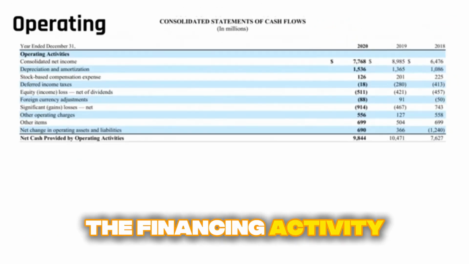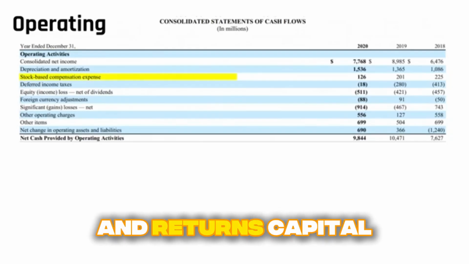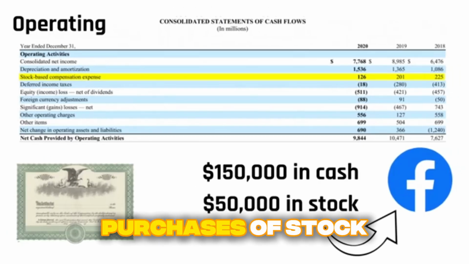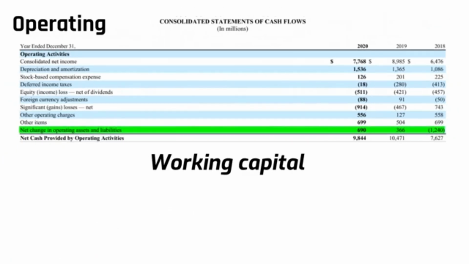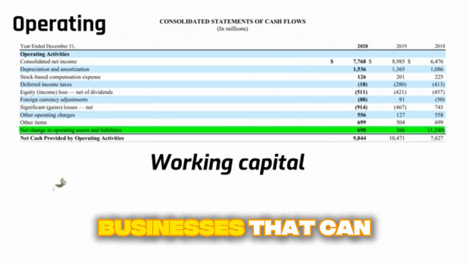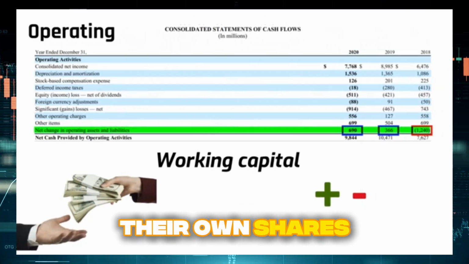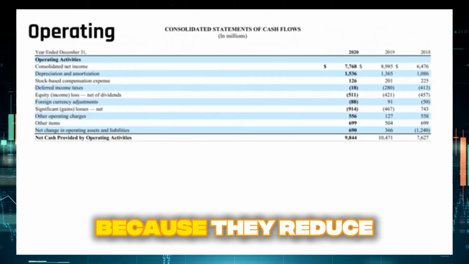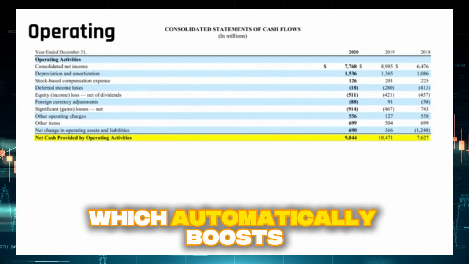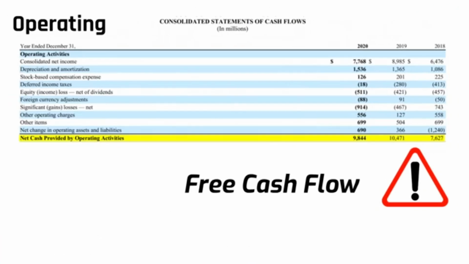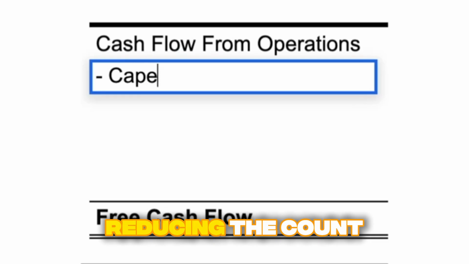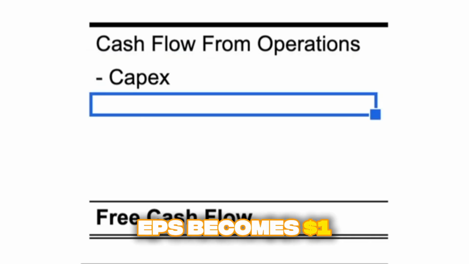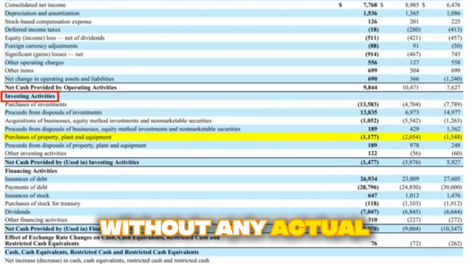Next is the financing activity section, which covers how a company raises and returns capital. One key line item here is purchases of stock for treasury, which shows how much cash a company spends on share repurchases. As a long-term investor, I love seeing businesses that can both invest in growth and buy back their own shares. Share repurchases are powerful because they reduce the number of shares outstanding, which automatically boosts earnings per share (EPS). For example, if a company earns $100 with 100 shares outstanding, its EPS is $1. If it repurchases 10 shares, reducing the count to 90, the EPS becomes $1.11. An 11% increase without any actual growth in earnings.